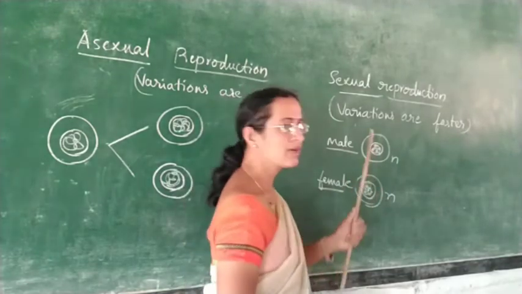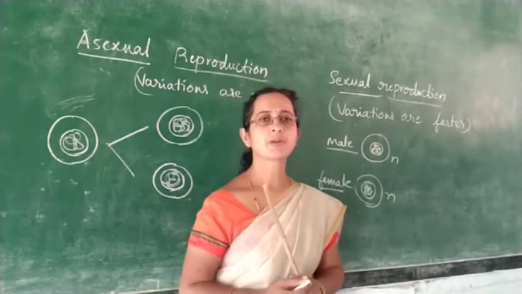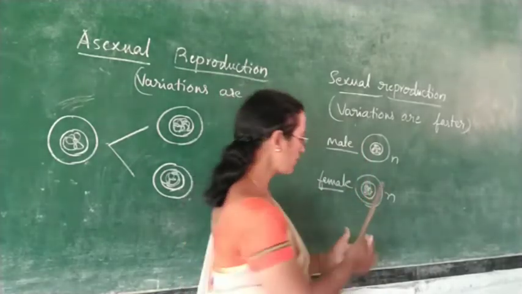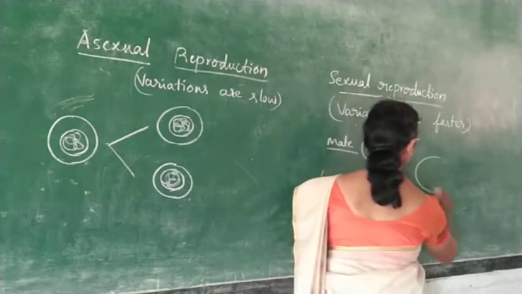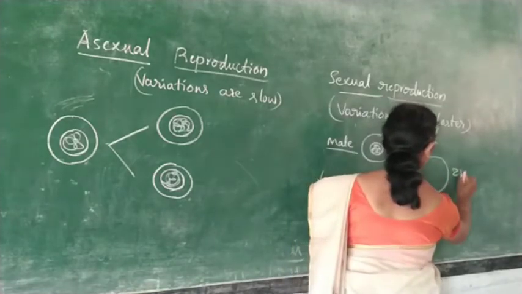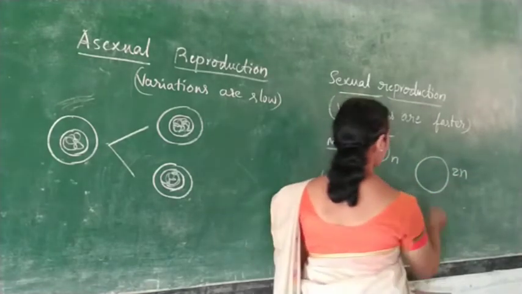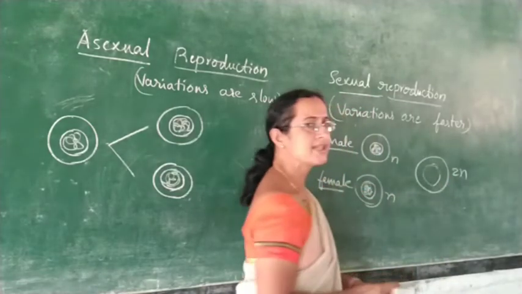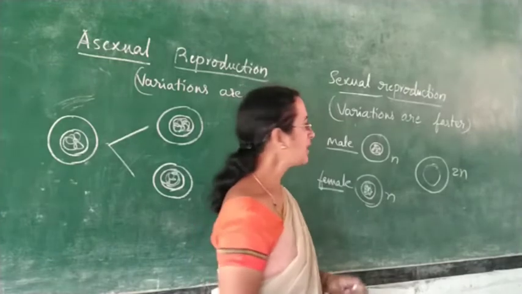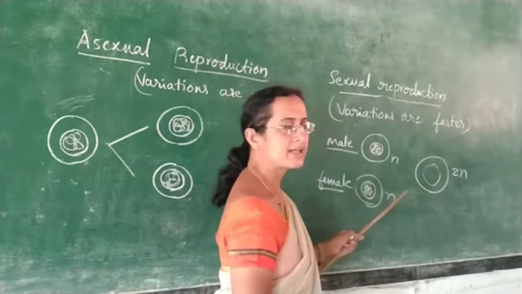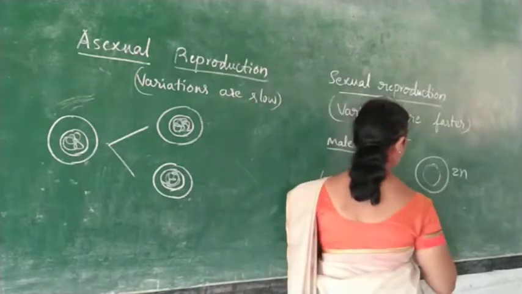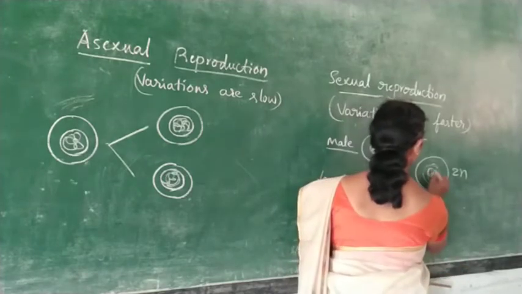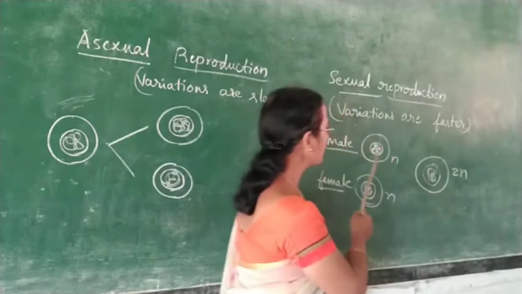When these get united, in the sexual mode of reproduction, the male gamete unites with the female gamete to produce another cell, having 2n number of chromosomes. Here you can see the union of both the DNA. So the DNA will have a mixture of the DNA from the parents.